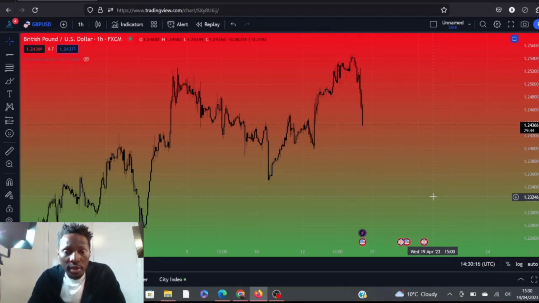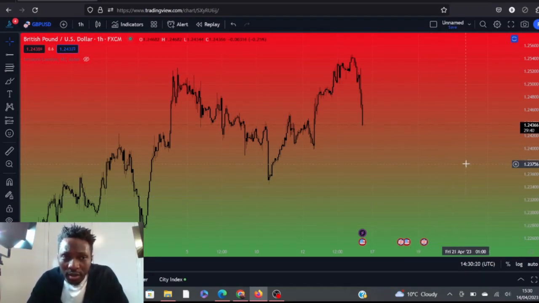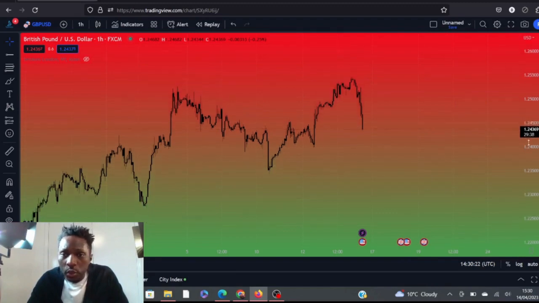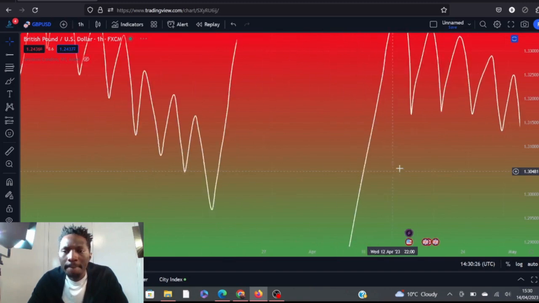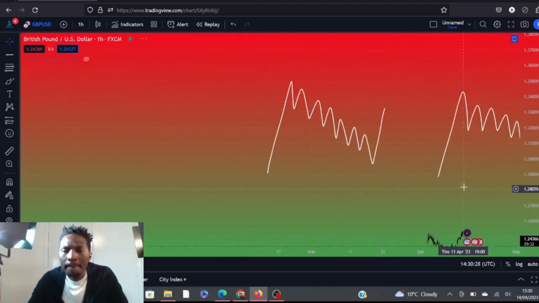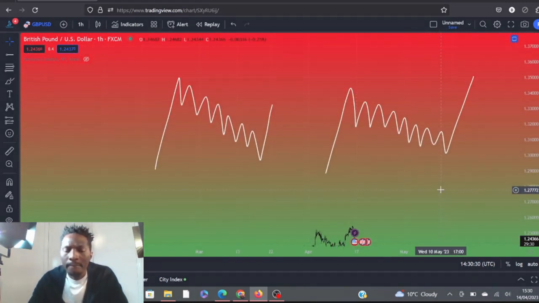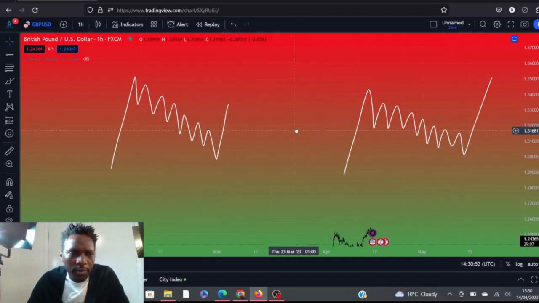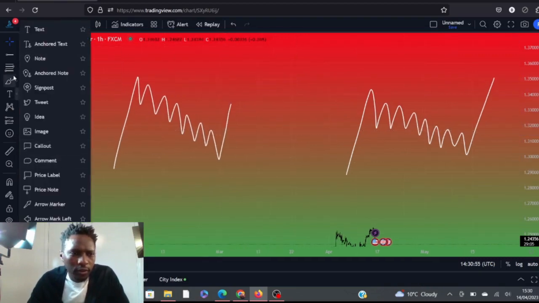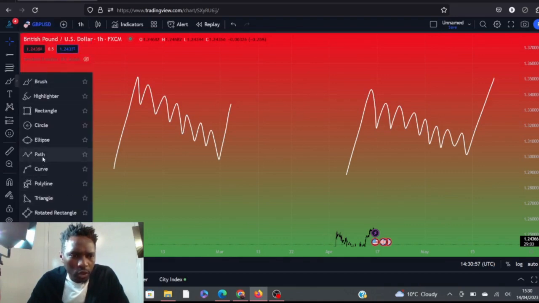So the next currency pair that I'm going to analyze is the pound against the US dollar. But before I start analyzing this currency pair, I want to show you guys two different structures. Now the reason I'm showing you these two structures is because I'm going to draw something on them right now. So if I can find the tool I'm looking for.